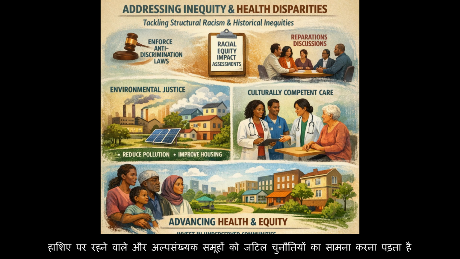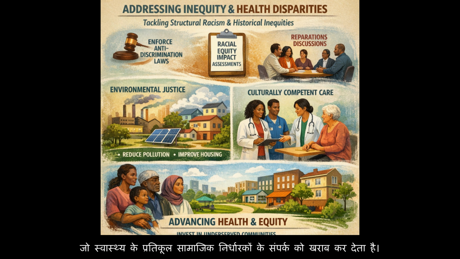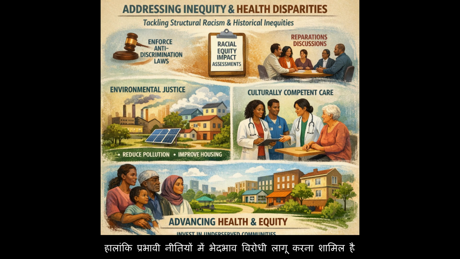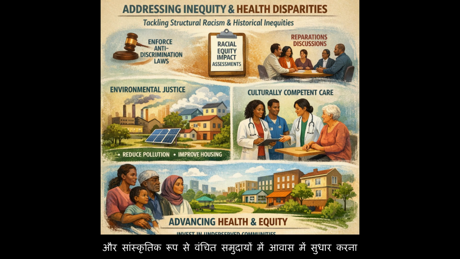Marginalized and minority groups face compounded challenges due to structural racism, discrimination, and historical inequities, which worsen exposure to adverse social determinants of health (SDOH). Effective policies include enforcing anti-discrimination laws, conducting racial equity impact assessments, and engaging in reparations discussions to address systemic root causes. Investments in environmental justice, such as reducing pollution and improving housing in underserved communities, alongside culturally competent care through workforce diversity and tailored interventions, can significantly improve health and equity outcomes.